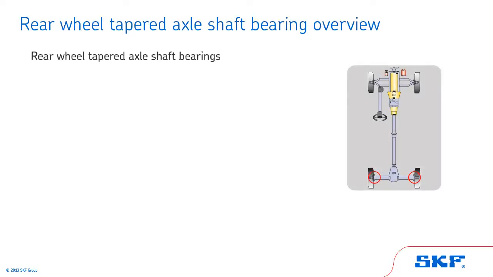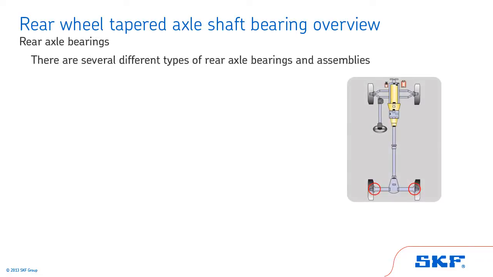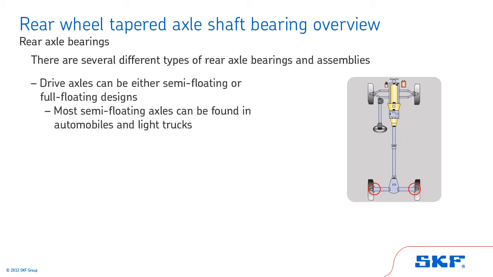Next, we'll cover the rear wheel tapered axle shaft bearings, but before we move to that, we'll start with a general overview of rear axle bearings. There are several different types of rear axle bearings and assemblies. In this course, we will cover a few of the most common designs of solid drive axles and the bearings that are used. These drive axles can be either semi-floating or full-floating designs and are distinguished by how they handle the weight of the vehicle.